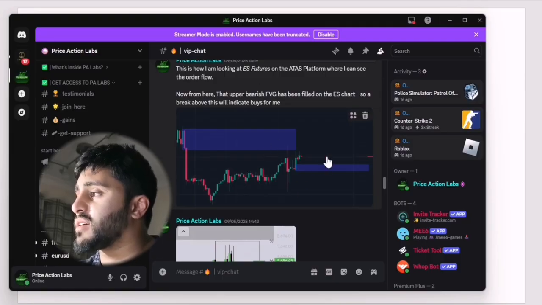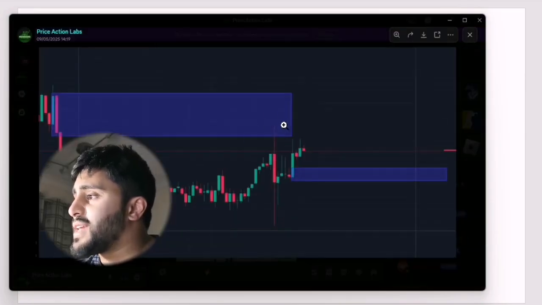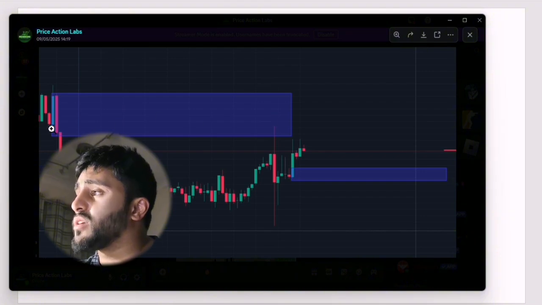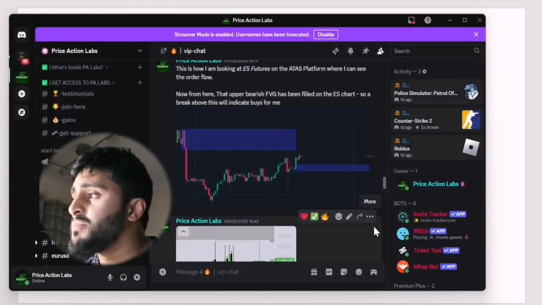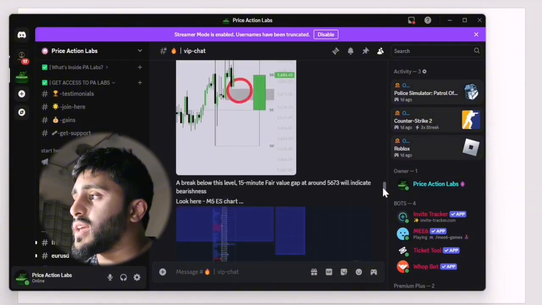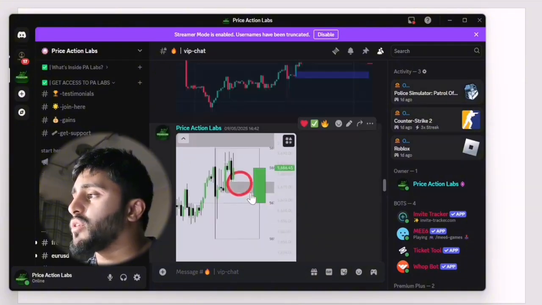So if we go to the 15-minute time frame, let's actually look at it on the ATAS platform. On the ATAS platform, I'm looking for the bearish upper fair value gap and the 15-minute fair value gap down here. As you can see, price respects this 15-minute fair value gap resting in this region. And we also had a 15-minute fair value gap over here.